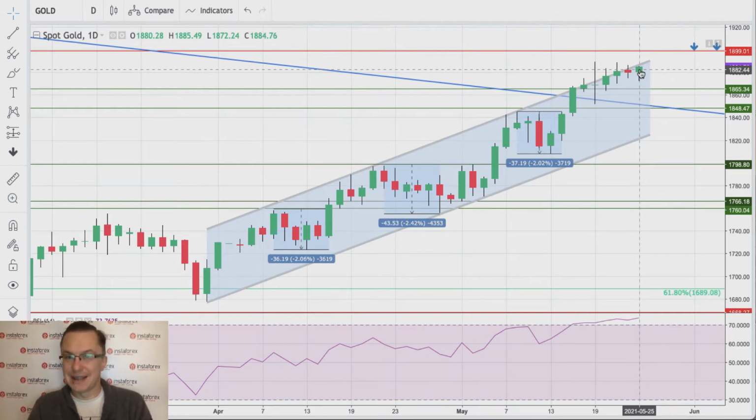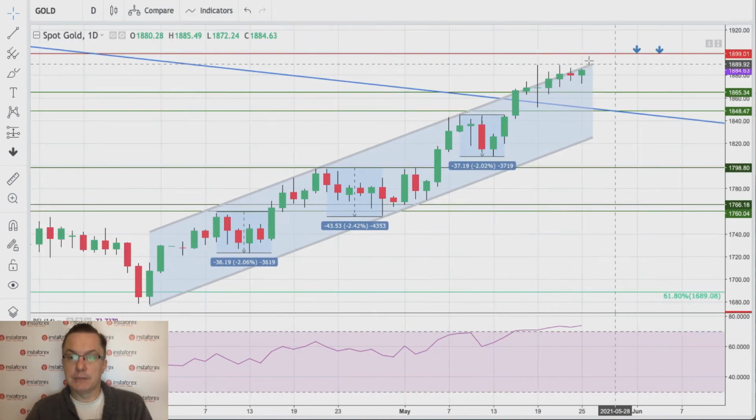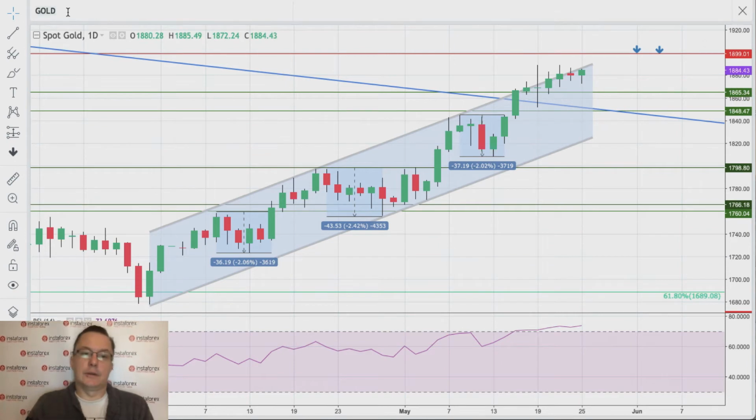1,885, of course, so there's like a $15 move to the level of 1,900. We are already in extremely overbought market conditions, so when this target is reached, there might be some sort of reaction to the downside on the gold market.